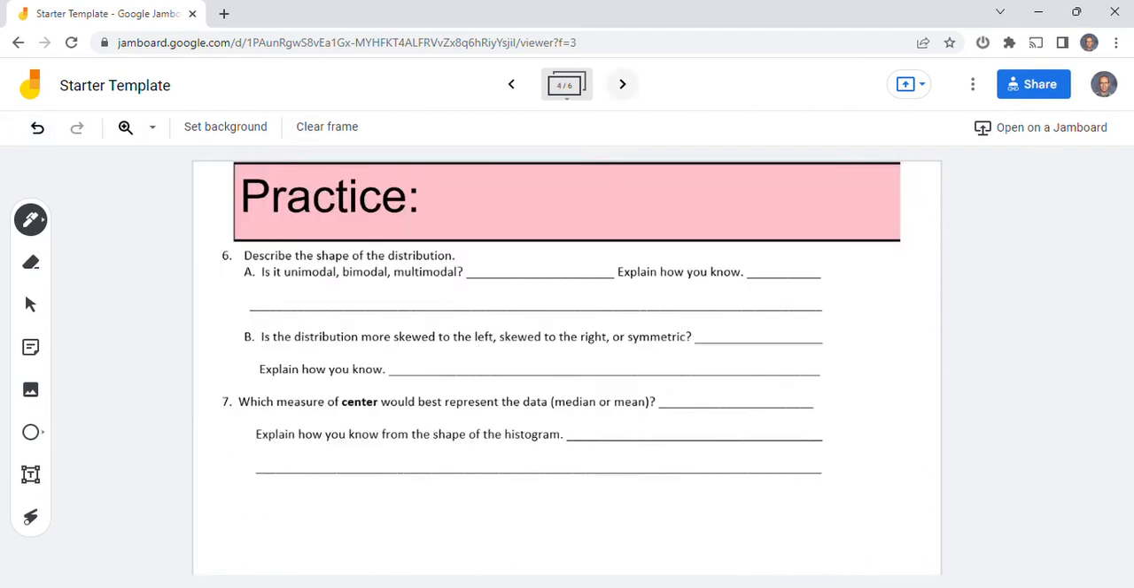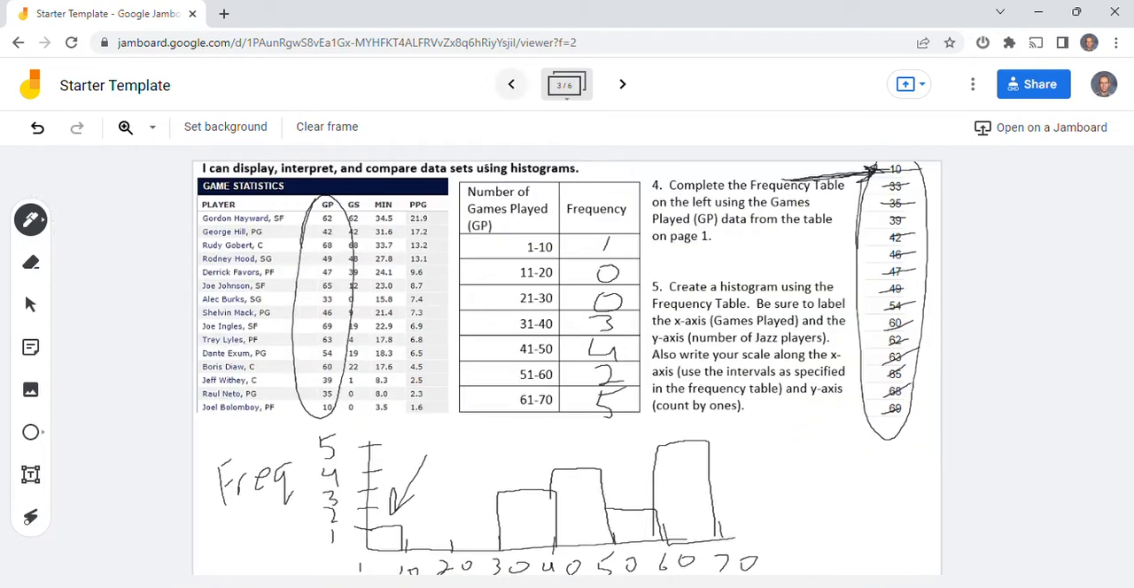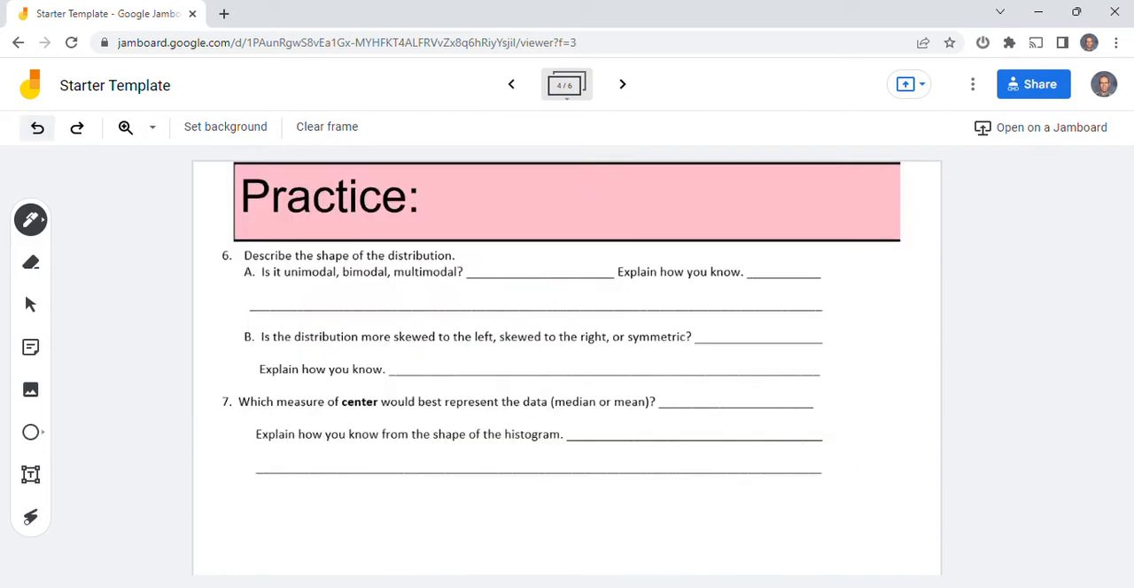All right, so we're going to describe this shape. First we have unimodal, bimodal, and multimodal. This, I would say, is bimodal. We can see a peak here, and we can see a peak here with a significant drop in the middle. So if we draw that curve, it kind of goes up, back down, and back up. I would not consider this one on the left a peak because it only goes up to 1 right there. Not tall enough, in my opinion, to be a peak. So this will be bimodal. And our explanation would be it has 2 peaks. So I just gave you that. Write that sentence there. Make sure you describe it fully.